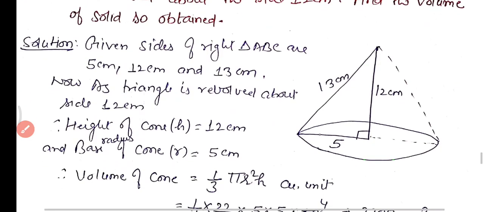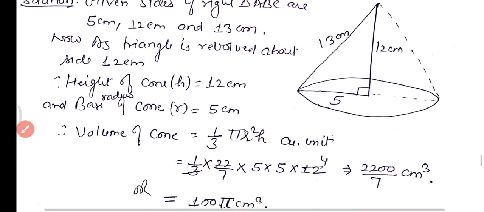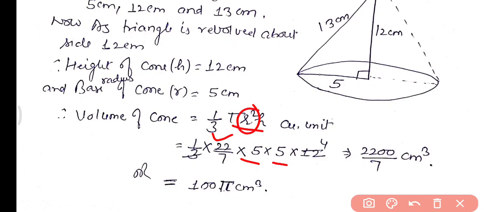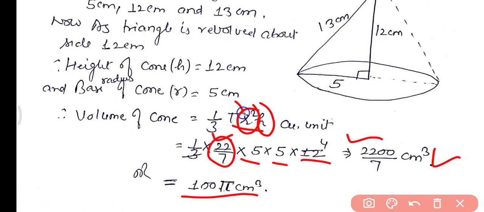So now volume of cone will be 1 by 3 pi r square h. So put all the values here, 1 by 3 pi, that is 22 by 7, radius is 5, and it is again 5 as it is r square, and h is 12. So after simplifying you will get 2200 by 7 centimeter cube, or you can directly use it as 100 pi. Why 100 pi? You can keep it as it is, pi remains as it is. So this will be 5 into 5, 25 into 4 becomes 100. So 100 pi centimeter cube. आप इसको ये भी यूज़ कर सकते हैं और ये भी यूज़ कर सकते हैं. And this is all about question number 4 and worksheet number 45.